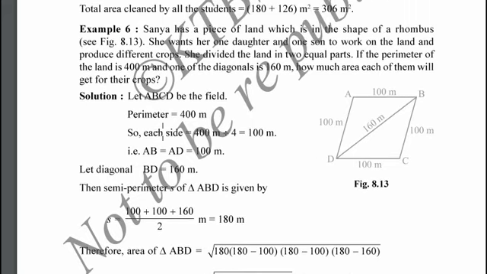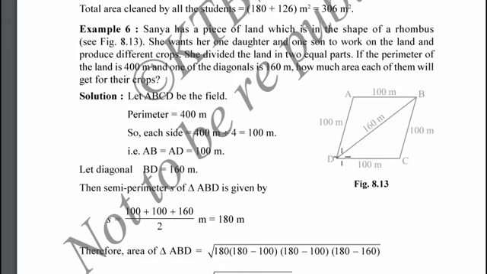Here the perimeter is given as 400 meter. The total side length is given as 400 meter. Since it is a rhombus, all sides must be equal. So perimeter divided by 4, we will get length of one side, which is equals to 100 meter. So each side should be of 100 meter. In this rhombus ABCD, let us consider this diagonal BD, which is equals to 160 meter.